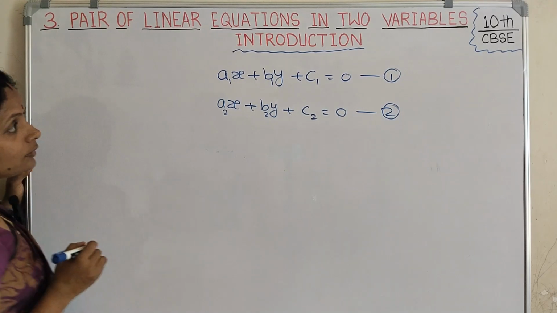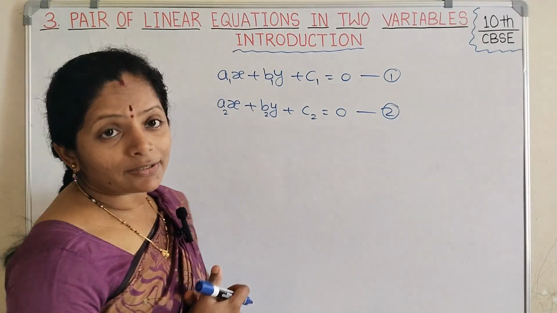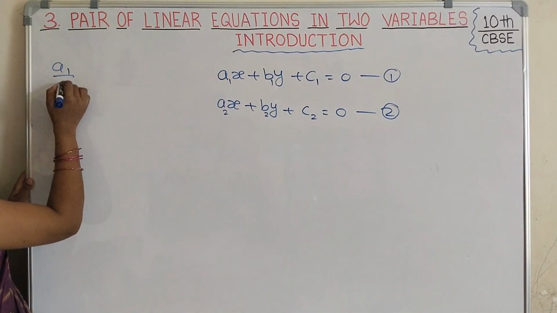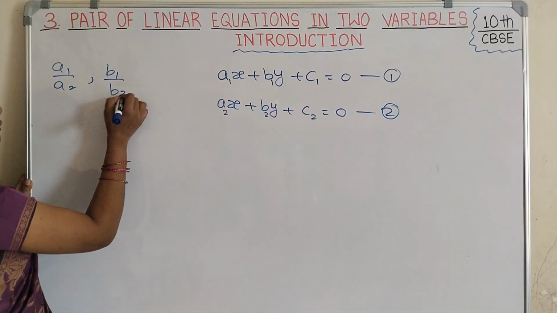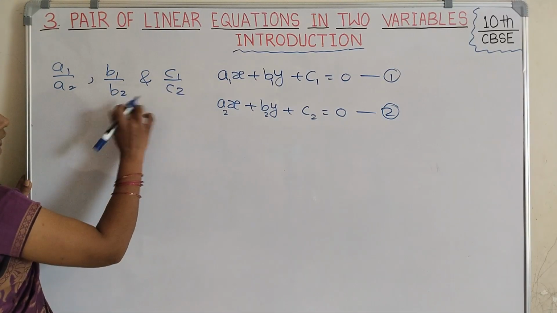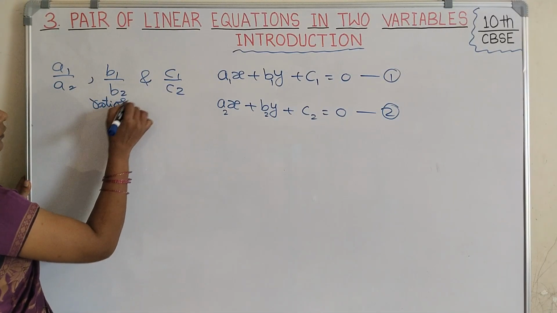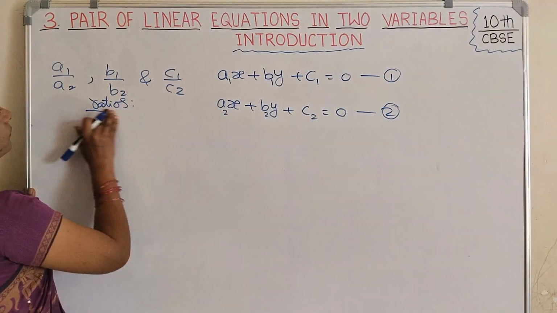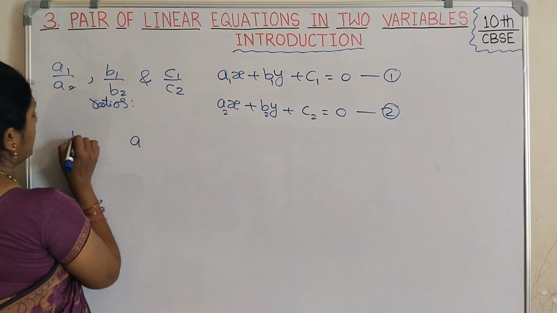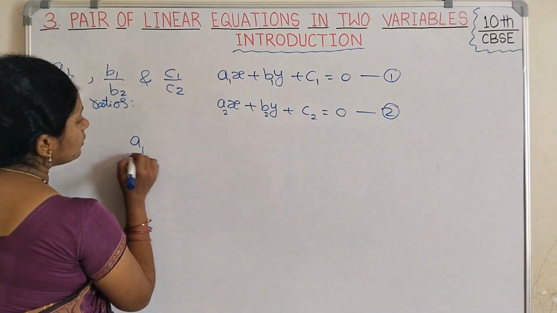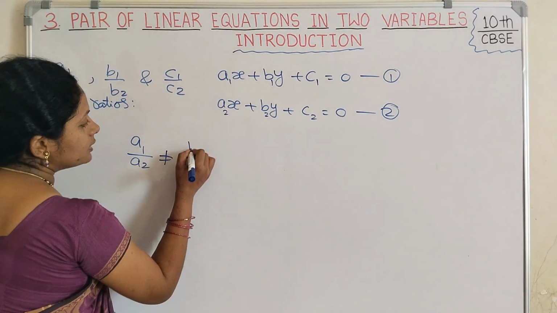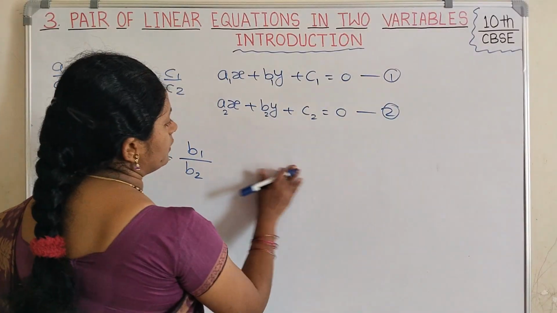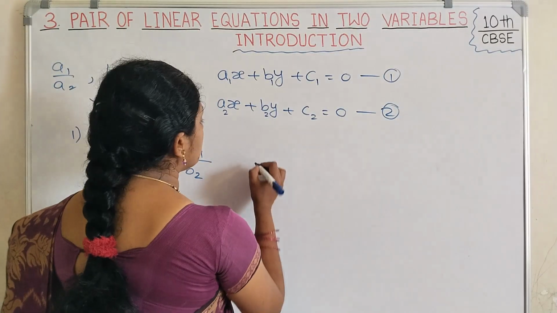We are going to get the ratios of these first. How can we get the ratios? a1 by a2, b1 by b2, and c1 by c2. These are the ratios. First, we calculate the ratios. There are three conditions. If a1 by a2 is not equal to b1 by b2, here the graphical representation will be two intersecting lines.